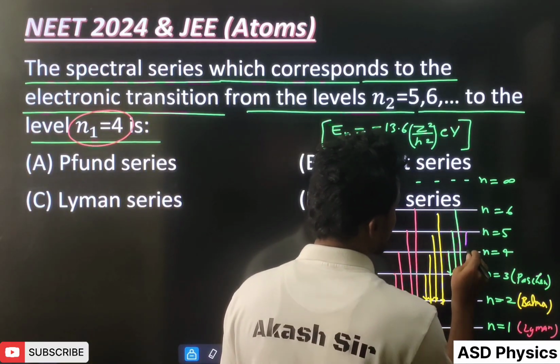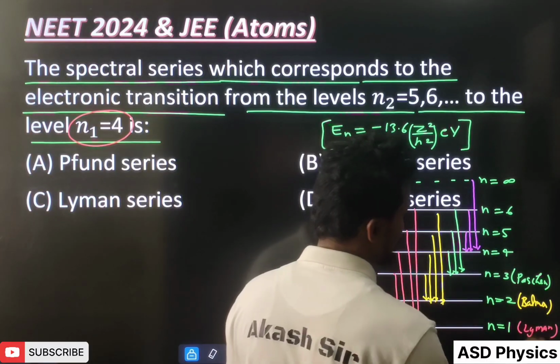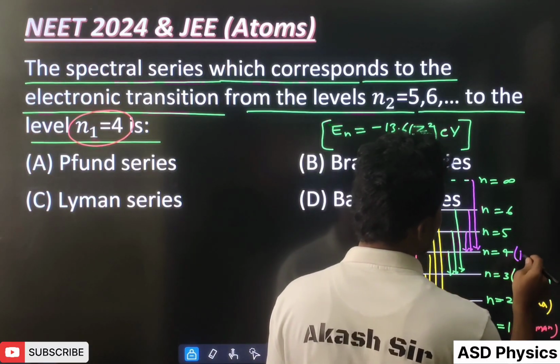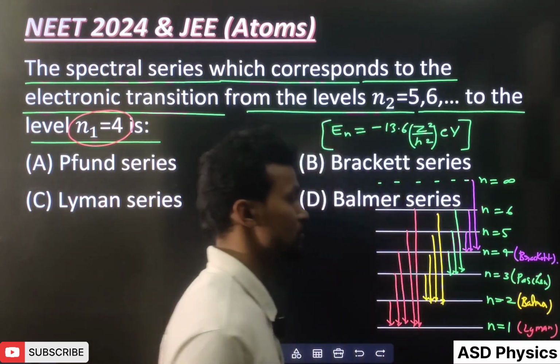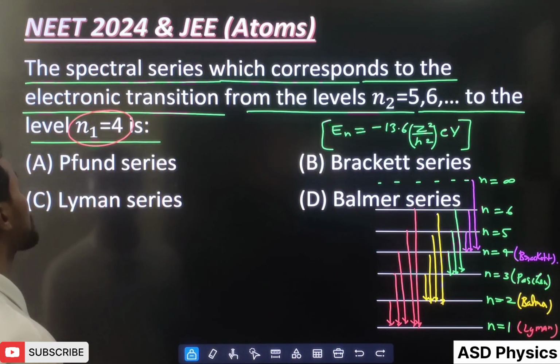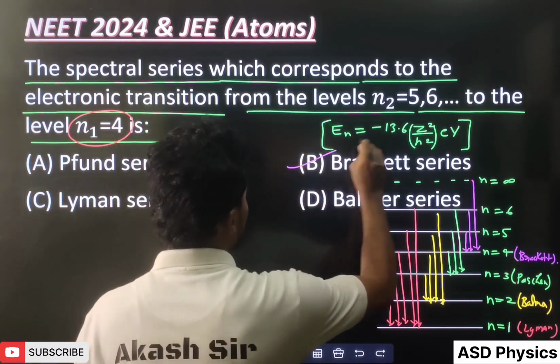So see here, jumping like this, even from higher energy levels. So Lyman, Balmer, Paschen, Brackett, B-R-A-C-K-E-T-T, Brackett series. So here you can see, according to the question, they are telling 5, 6 to 4, which series is there? The Brackett series is there.